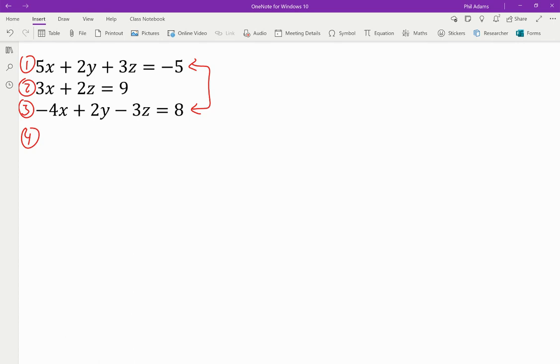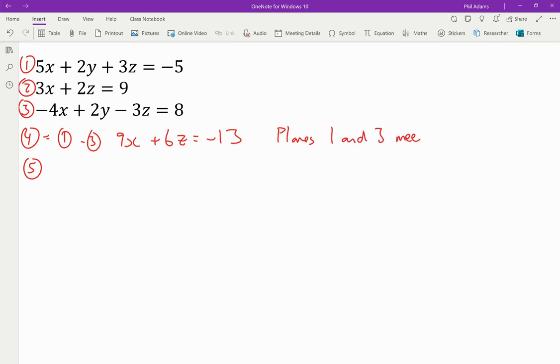So if I go 4 is equal to 1 minus 3, I'll get 5x plus 4x, I'll get 9x. The y's will disappear. 3z minus, so it becomes 6z, is negative 13. Now, I can proceed on and calculate. So actually, this is where planes 1 and 3 meet. So we can now work out where, say, planes 2 and 3 or 1 and 2 could meet.